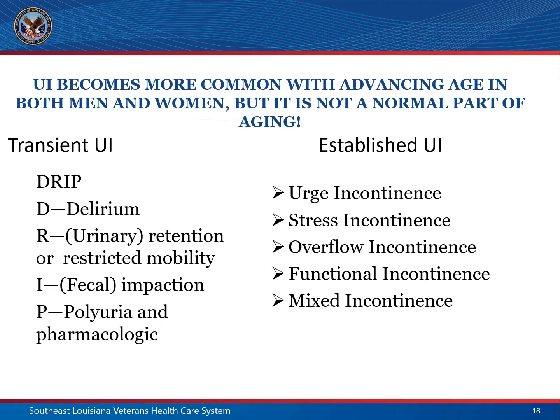And then P is for polyuria and pharmacologic reasons. If you're hyperglycemic, you're going to urinate more, which can lead to urinary incontinence. And of course, many of our older adults are on diuretics, and that can lead to urinary incontinence too.